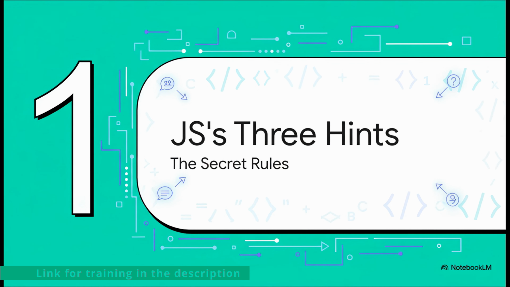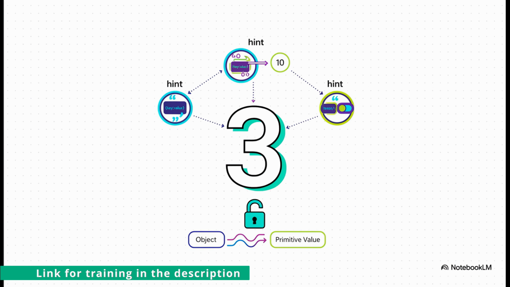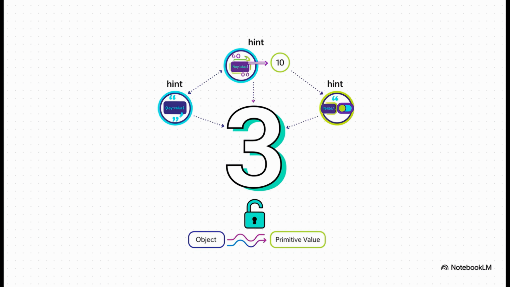The whole key to solving this mystery is understanding that JavaScript isn't just winging it. When it finds an object where it doesn't expect one, it gives that object a little hint to help guide it into becoming a primitive value. And that's it. There are only 3 of these hints. Seriously, just 3. If you can get your head around them, you've basically cracked the entire process.